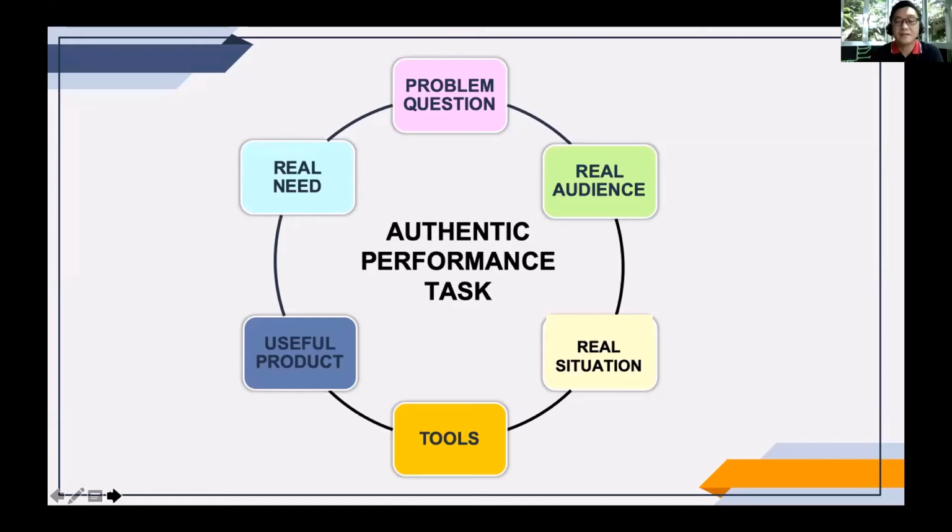Is there a real need? When you say there's a real need, you ask yourself as the designer of the task or the product, what is a real need related to the performance standard? And what is the product that real people will experience? So if there is a real need for this particular useful product as the result of the performance task or the performance-based assessment, who will be the expected real audience to benefit from the real need, from the useful product? Who will benefit when this particular problem question has been addressed?